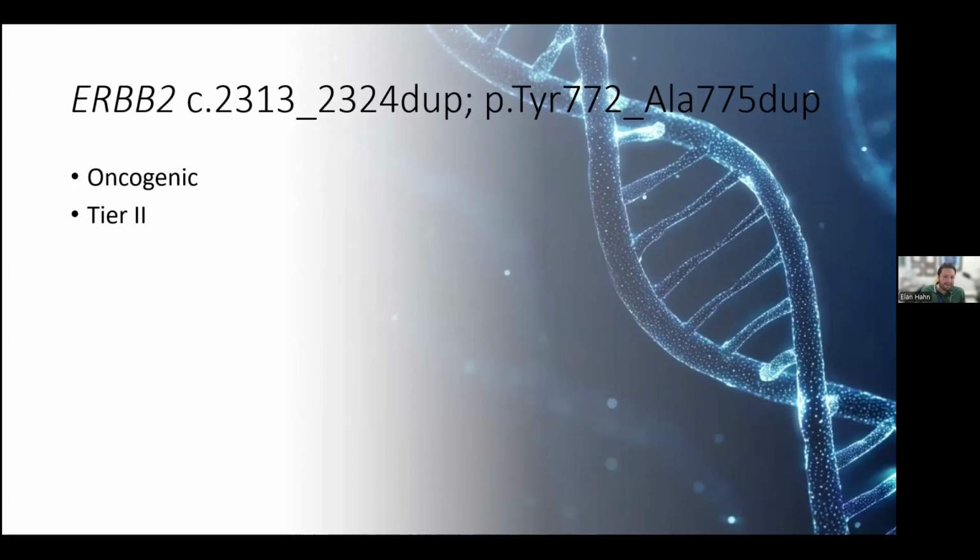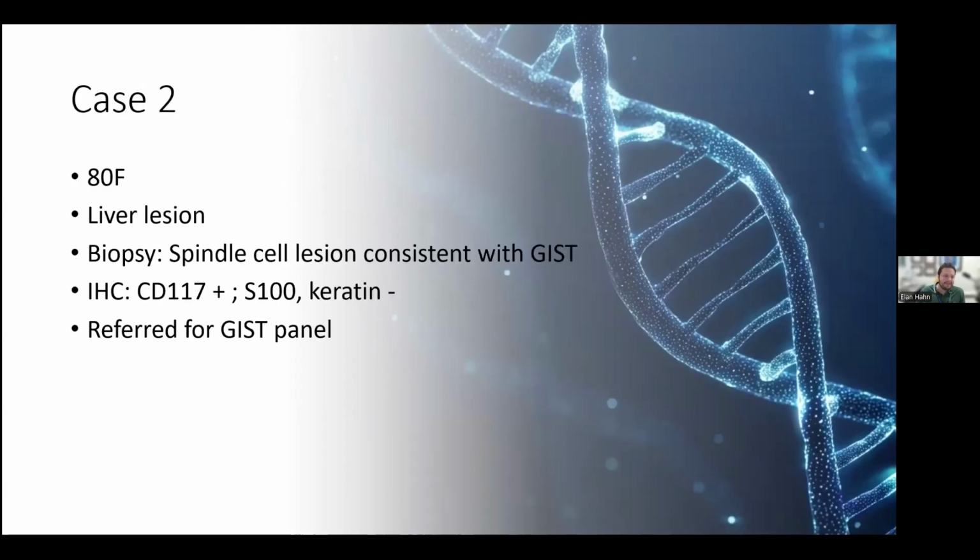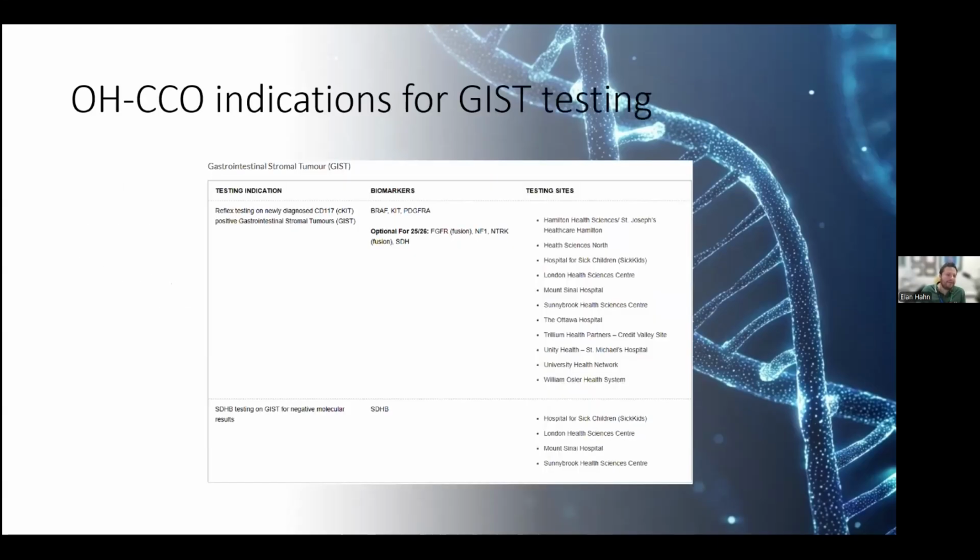And then that will bring us to our last case, which, shifting gears a little bit, is a liver lesion that was consistent with a GIST. It was KIT positive and S100 and keratin negative, and it was referred for our GIST panel. The GIST panel covers CCL, BRAF, KIT, and PDGFRA. Optional will be fusions in FGFR, mutations in NF1, fusions in NTRK, and SDH assessment.